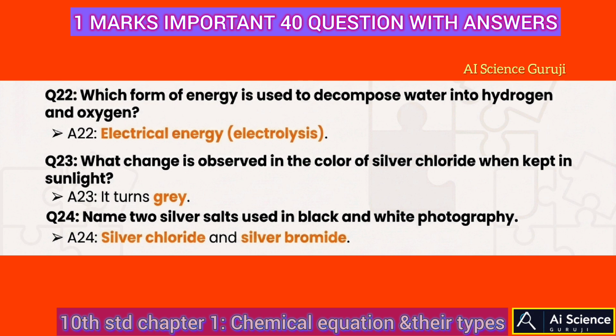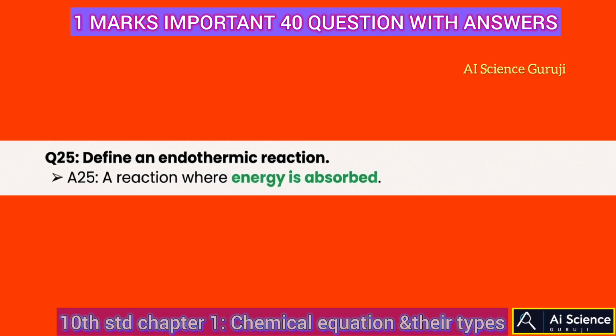23. What change is observed in the color of silver chloride when kept in sunlight? Answer. It turns gray. 24. Name 2 silver salts used in black and white photography. Answer. Silver chloride and silver bromide. 25. Define an endothermic reaction. Answer. A reaction where energy is absorbed.